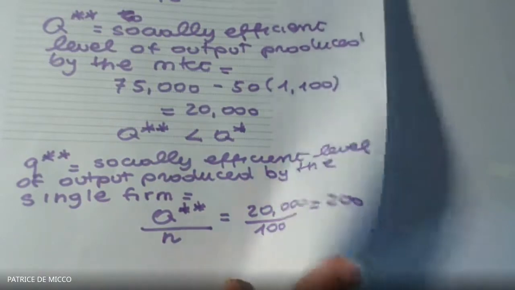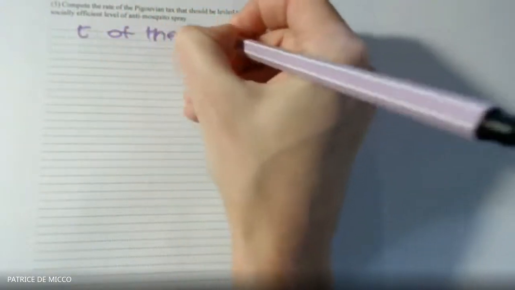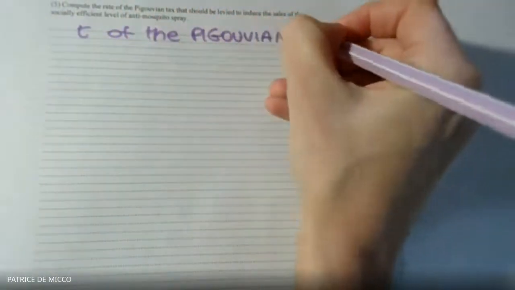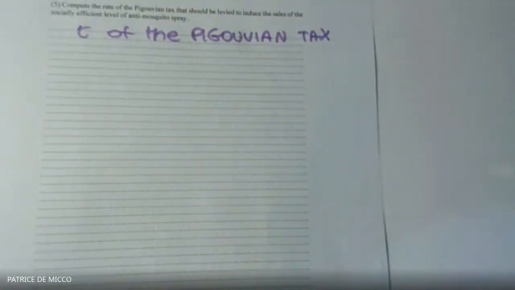Now, final point, that's number 5. We have to compute the rate of the Pigouvian tax that should be introduced to induce the sales of the socially efficient level of output. Basically we have to find the tax rate of the Pigouvian tax. So let's first recall what the Pigouvian tax is. Basically the situation is the following. There is this negative externality. If nothing is done, then the firm just produces the quantity we found in the first points, 31,000 and something. But the socially efficient level of output would be 20,000.